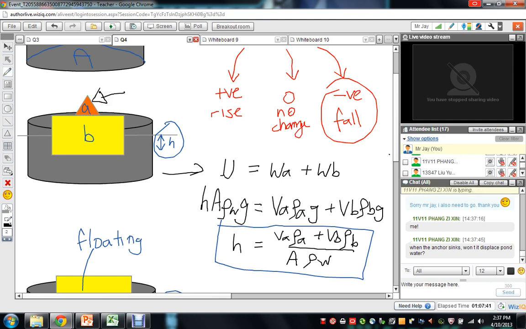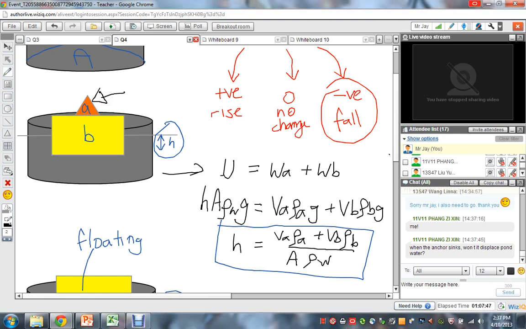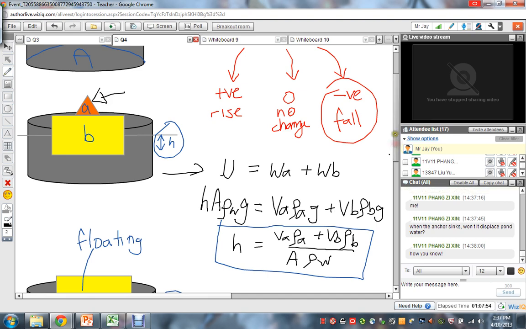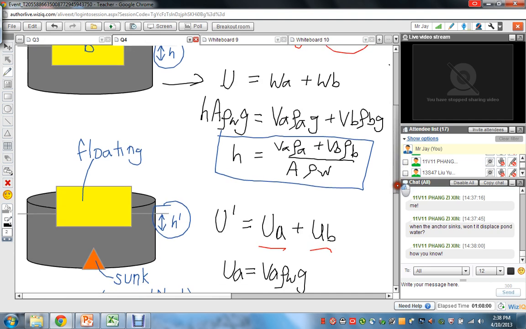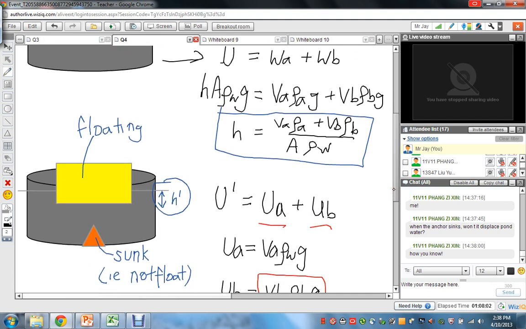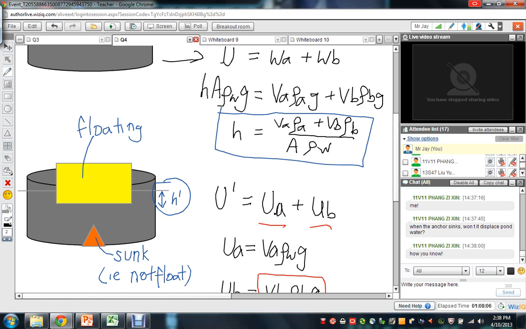Yeah, it will displace pond water, but less than the total effect of the anchor and the boat when it was floating. Because look at the equations. Initially the upthrust was due to the weight of the anchor and the weight of the boat. But once the anchor has sunk, the total upthrust is no longer equal to the combined weight. It's equal to less than the combined weight.